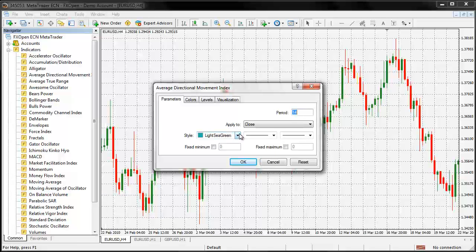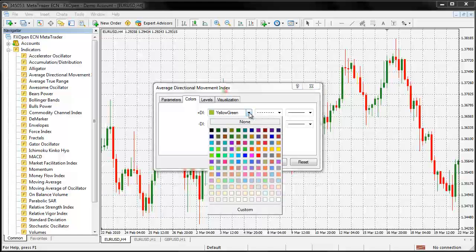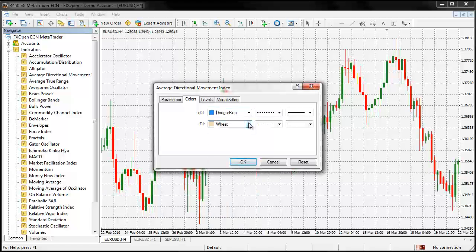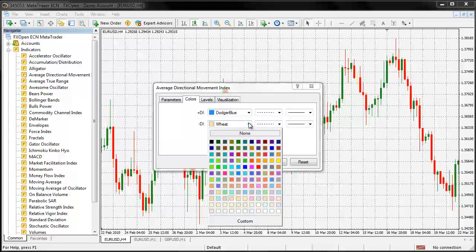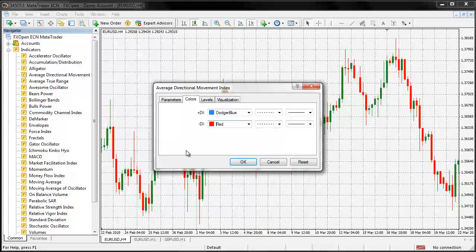Alright, so let me just change these colors around. The positive DI I will change to a blue, and the negative DI, which is the negative directional index, I will actually color red. The purpose I'm doing this is because the blue button is the buy trade button and the red is the sell trade button. I always tend to adjust my colors accordingly to the buy and sell buttons for this particular indicator.